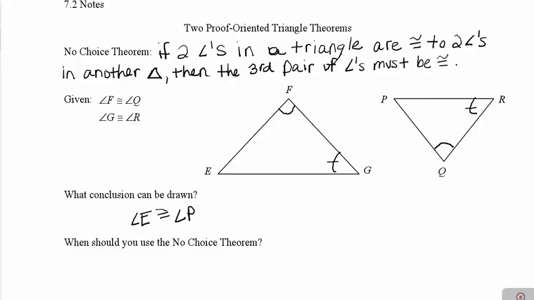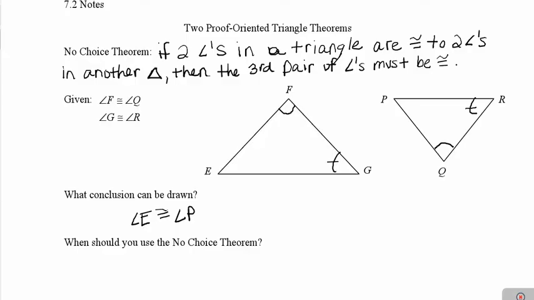Well, since we know that all the angles in a triangle must add to 180 degrees, if we have two sets that are congruent to each other, then that third set must be congruent in order for all the angles to add to 180 in both triangles. So that's kind of where that no-choice theorem comes from.